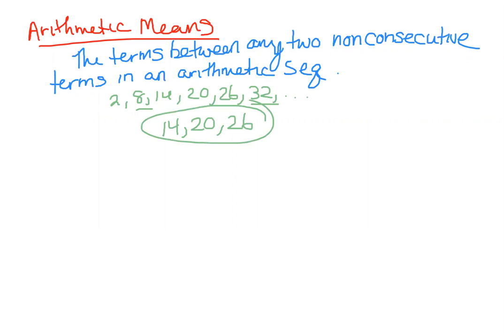All right, let's look at some examples. Number 17. Find the indicated arithmetic means for each set of non-consecutive terms.